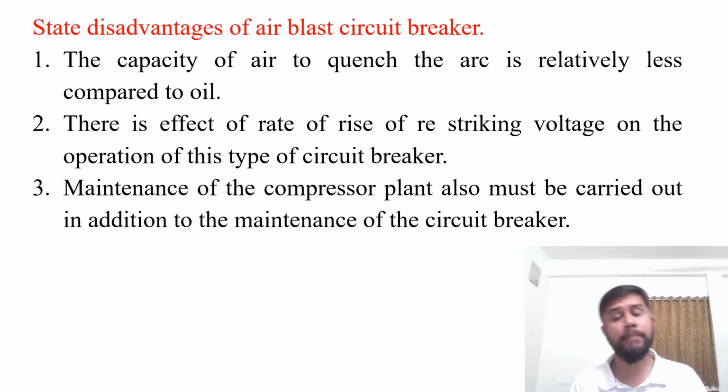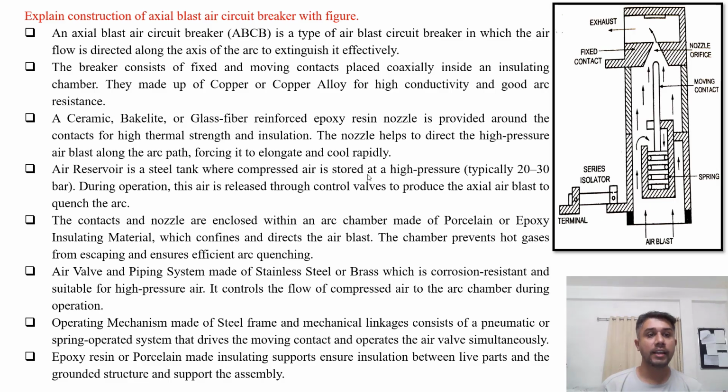So first is the capacity of air to quench the arc is relatively less as compared to the oil. There is effect of rate of rise of restriking voltage on the operation of this type of circuit breaker. Maintenance of the compressor plant also must be carried out in addition to maintenance of the circuit breaker. So these are some disadvantages of air blast circuit breaker. Explain construction of axial blast air circuit breaker.